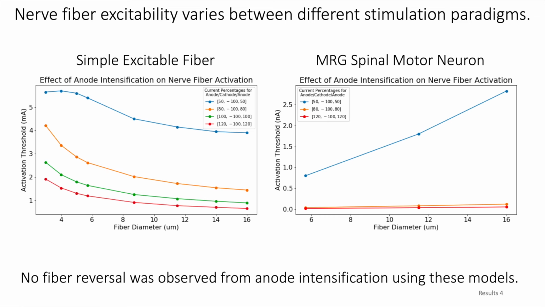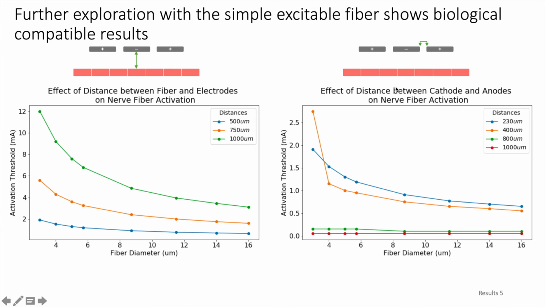So, as such, no fiber reversal was observed in either model, but the simple excitable fiber had a more biologically equivalent behavior than our more complicated and theoretically better model, the MRG spinal motor neuron. Because our MRG model wasn't doing what we had expected it to do biologically, we decided to use the simple excitable fiber to explore different parameters and see what effect anode intensification would have on recruitment order.